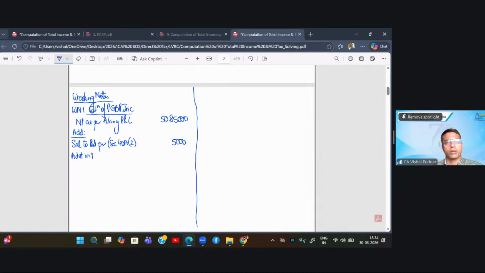Advertisement in political party. This is as per section 35 2B. Similarly, donation to political party. This is anyways a non-business expense. So that is entirely disallowable. Correct? Next.